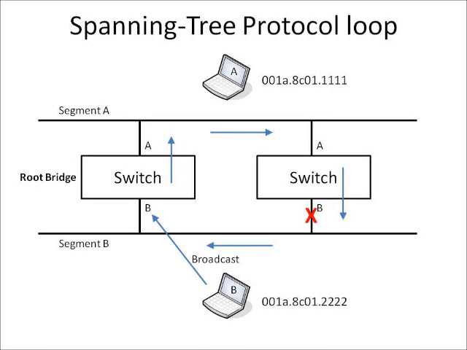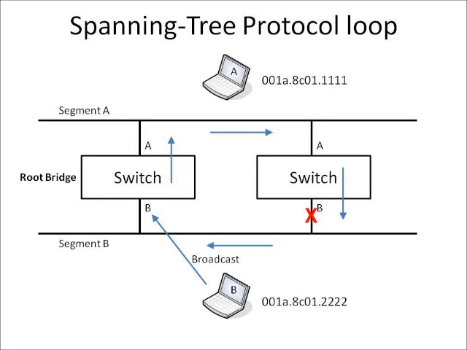and then thus not only would the device at the bottom, 001A, 8C01, 22222, receive both those broadcasts, but as well each switch would also receive the broadcast that came from the other switch, and it would thus repeat that broadcast back onto segment A, and then each switch would receive and transmit it back onto B, and thus unlimitedly until the end of time, or until the switch is melted.